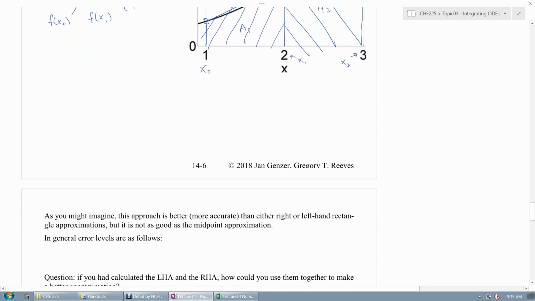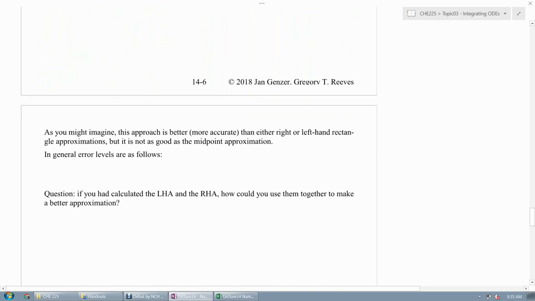So this trapezoidal rule is a better approximation. It's more accurate than either the right-hand or the left-hand rectangle approximation. But it's not as good as the midpoint approximation. In general, our error levels are as follows. The left-hand approximation and the right-hand approximation are both equally bad, and their error is greater than the trapezoidal rule, which I'll call trap z with a little t, and that error is worse than the midpoint approximation. But the problem with the midpoint approximation is it's not always feasible to do.